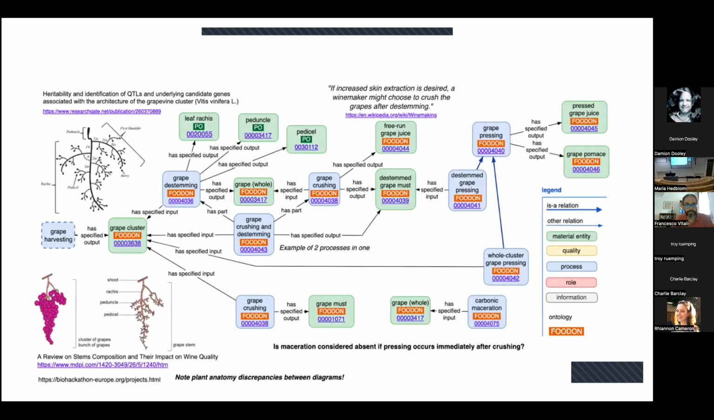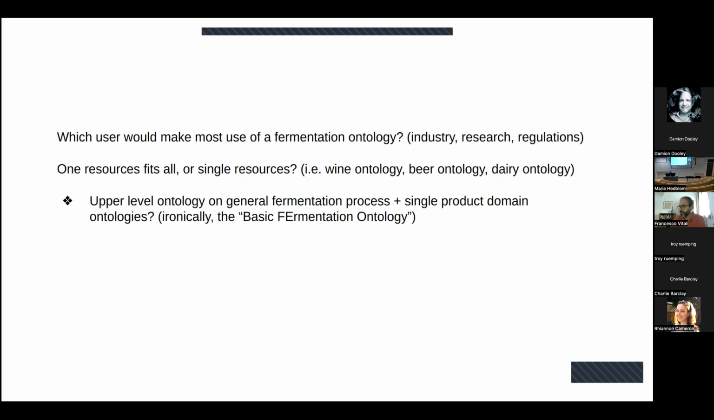So as a final notice, before, let's say, switching to discussion, there's a set of questions I think we have to answer when starting to work on a more general fermentation ontology. First of all, it would be useful to understand who the user base is, so who is interested in this kind of ontology. Is it more industry, more research, more focused on regulation? Because then we can change how we model things based on which audience is most interested in the ontology.